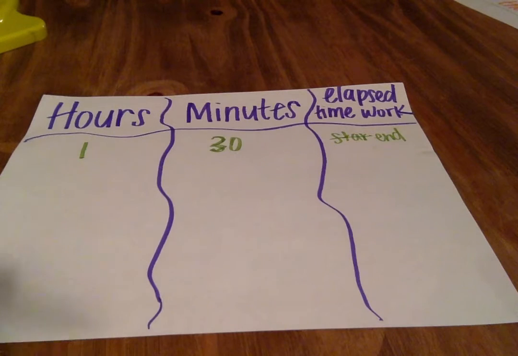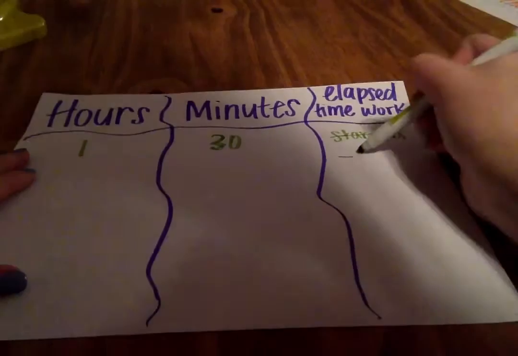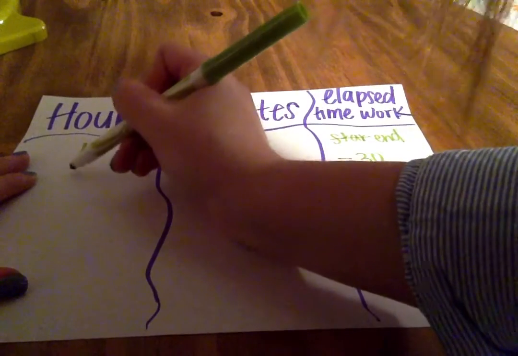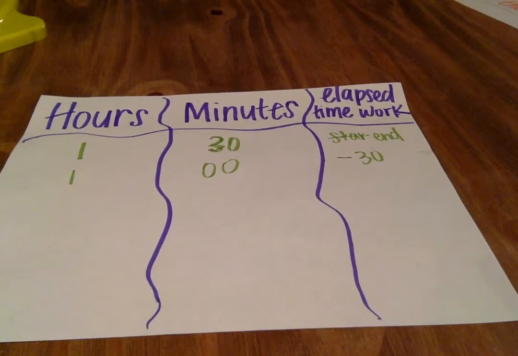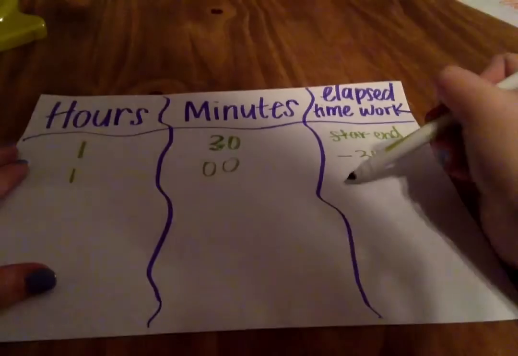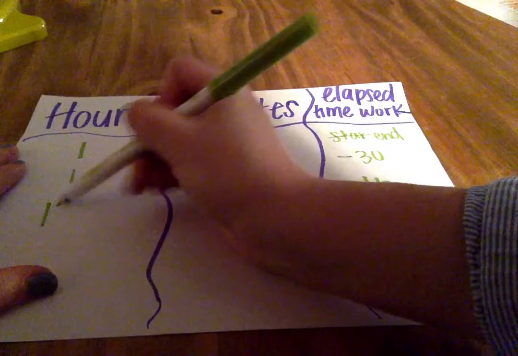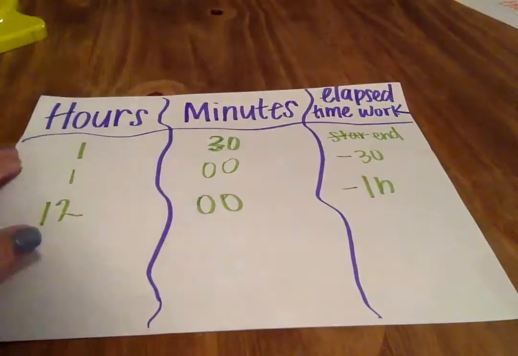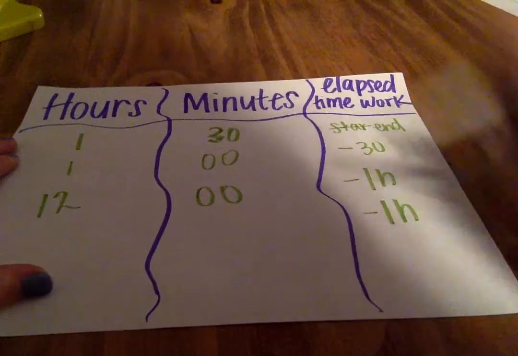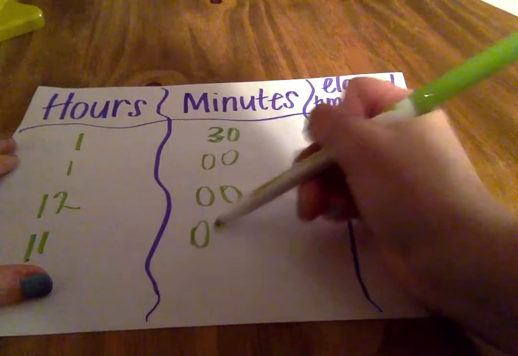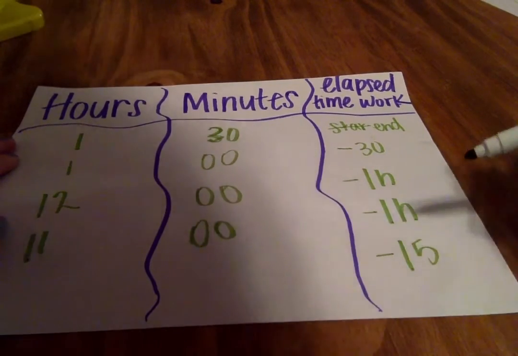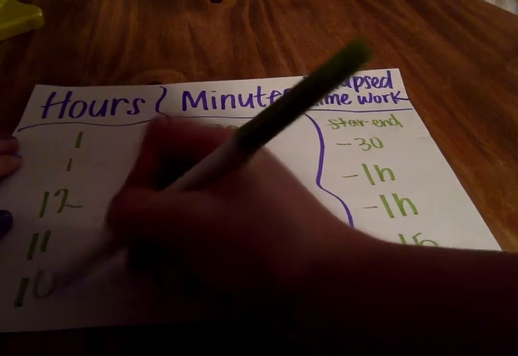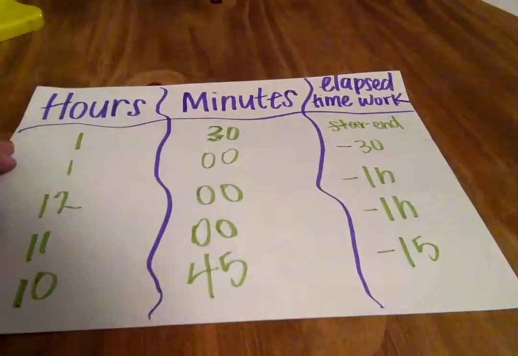So just like I did on the clock and the timeline, first we're going to take 30 minutes away. So on the side, I'm subtracting 30, and we end up at 1 o'clock. And then we take away 1 hour, and we ended up at 12 o'clock. And if I take away 1 more hour, we end up at 11 o'clock. So now we have 2 hours and 30 minutes, and we need to take away 15 minutes to get our 2 hours and 45 minutes. So we end up at 10:45.